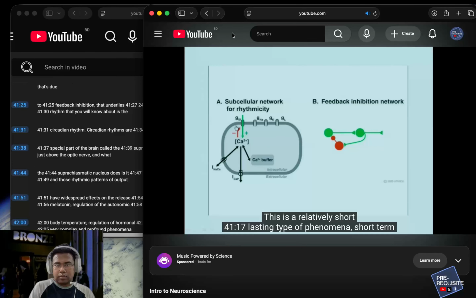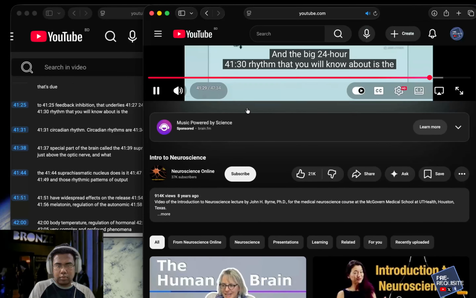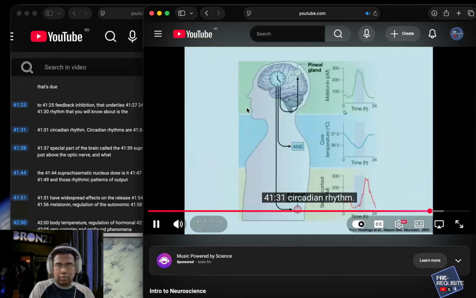Short-lasting type of phenomena, short-term dynamics, once every 10 to 15 seconds. There is a subcellular network that's due to feedback inhibition that underlies 24-hour rhythms. And the big 24-hour rhythm that you all know about is the circadian rhythm.